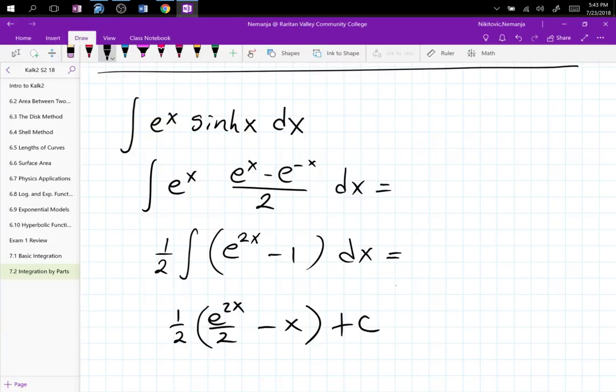Now, can you use integration by parts? Sure, right? You can do the integration by parts, where you have your e to the x and then sine hyperbolic x, and you just go through that. And then you do it twice, and then you bring it back to the other side and you add. That's a ton of fun, right?